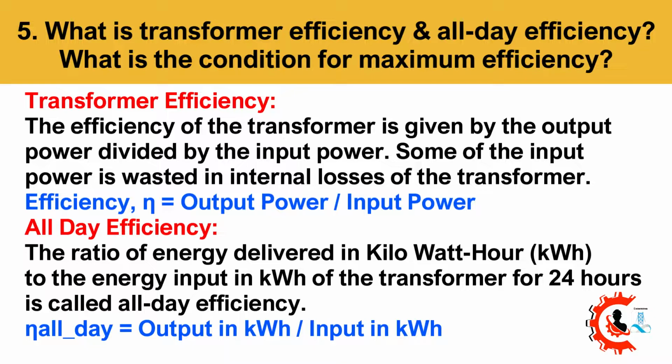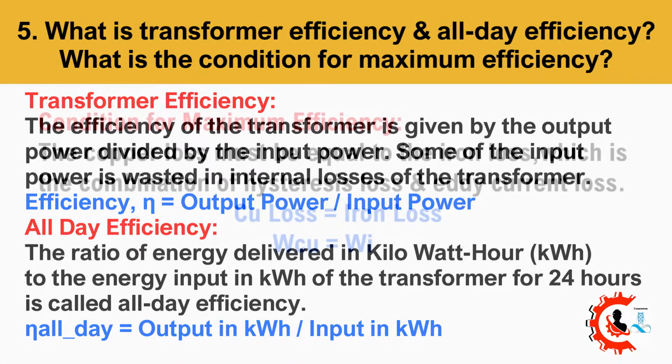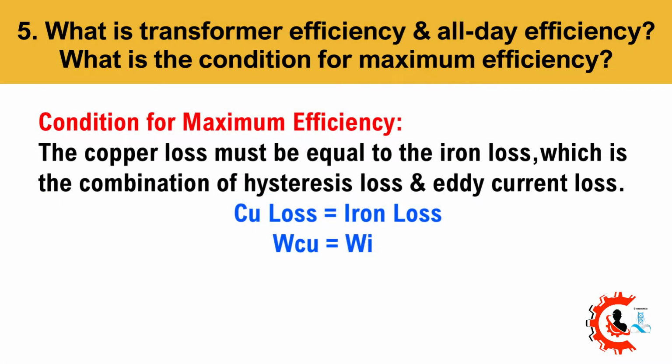All-day efficiency. The ratio of energy delivered in kilowatt-hour to the energy input in kilowatt-hour of the transformer for 24 hours is called all-day efficiency. All-day efficiency equals output in kilowatt-hour divided by input in kilowatt-hour. Condition for maximum efficiency. The copper loss must be equal to the iron loss, which is the combination of hysteresis loss and eddy current loss.